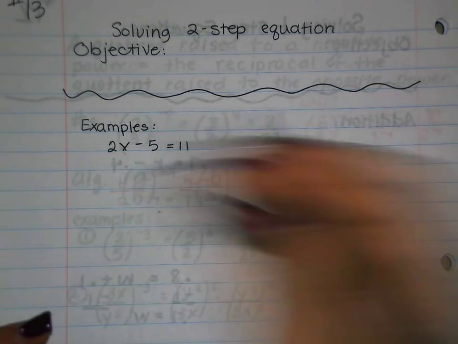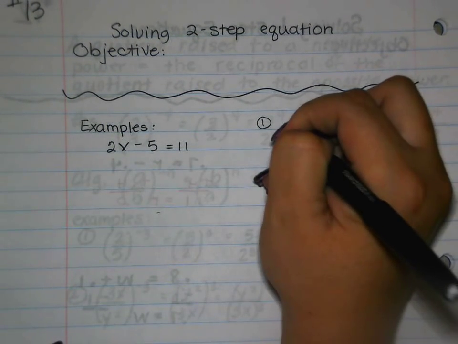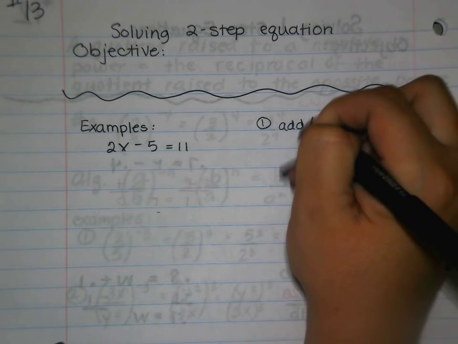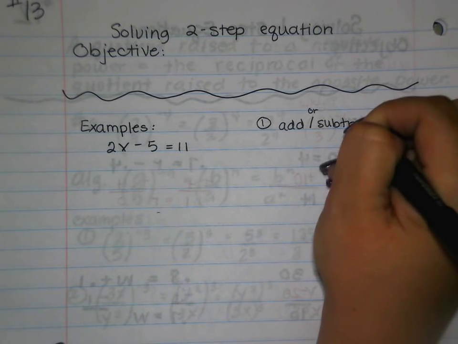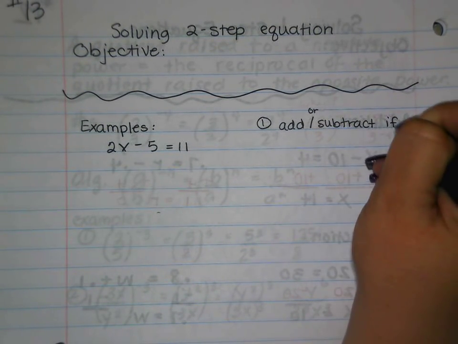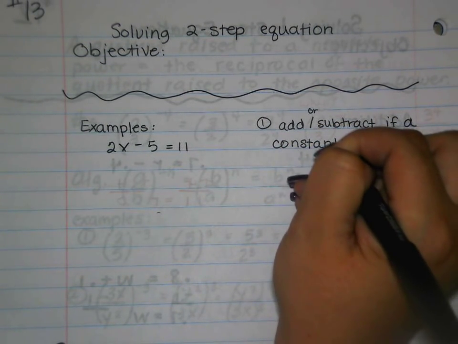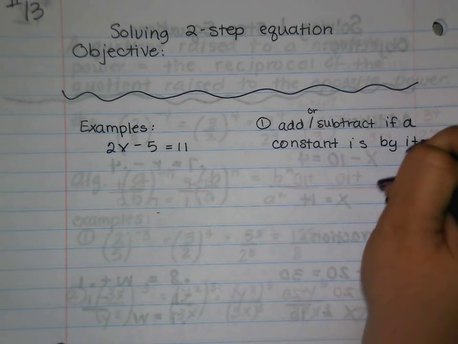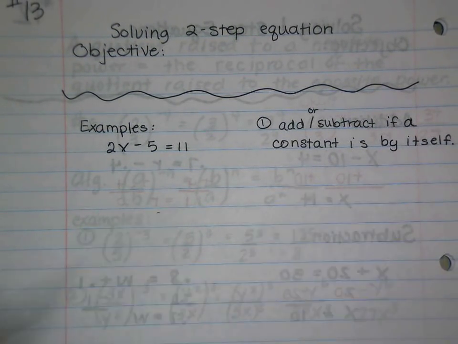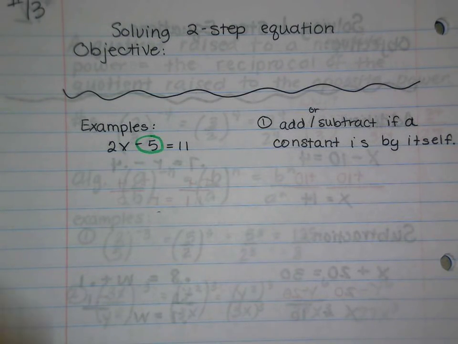Alright, so the first thing I'm going to do is I'm going to add or subtract if there's a constant by itself. So I'm going to write that out. Add or subtract if a constant, which means there's a number not attached to the variable, is by itself. So let's look at that equation. Is there a constant that's by itself? There sure is. There's a negative 5 hanging out there all by itself.